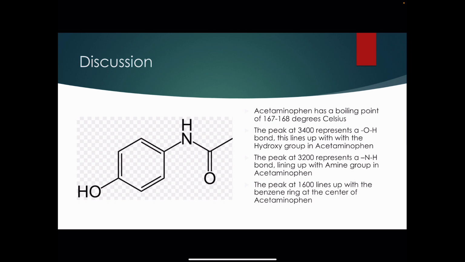The peak at 3400 is most likely an OH bond. This lines up with the hydroxy group on the 1 of the acetaminophen. The 3200 could represent the NH group on the right of the structure, and the peak at 1600 lines up with a benzene ring, which is at the center of acetaminophen.